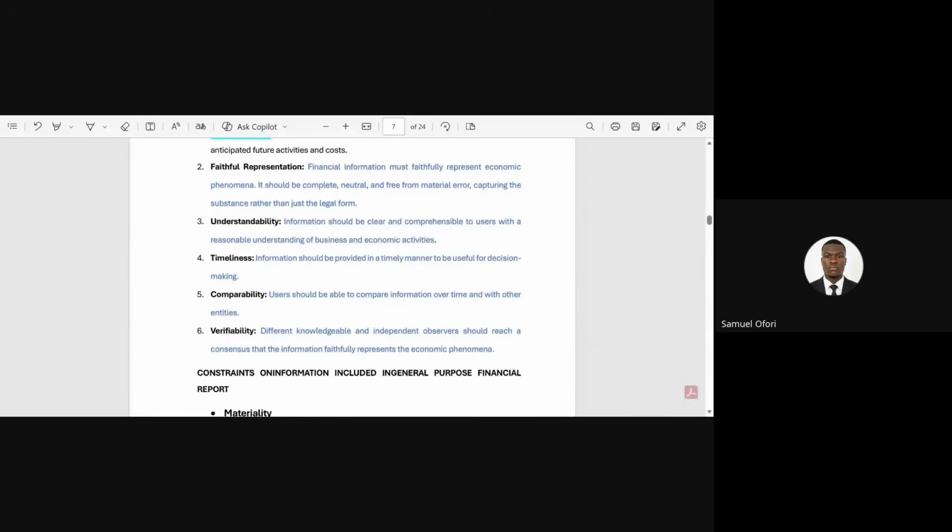Verifiability. Different knowledgeable and independent observers should reach a consensus that the information faithfully represents the economic phenomenon. Even if someone comes and picks up your financial report, they should be able to confirm that it is complete, neutral, and free from material error. That's what we are talking about here. If someone picks it up, the person should be able to confirm that. So that's for the characteristics. Please, any questions?